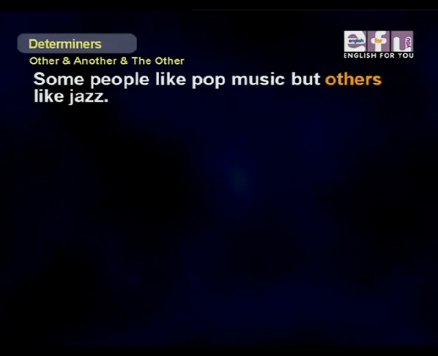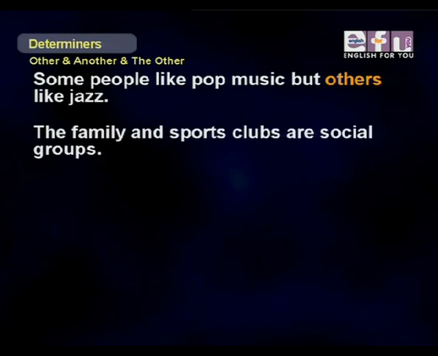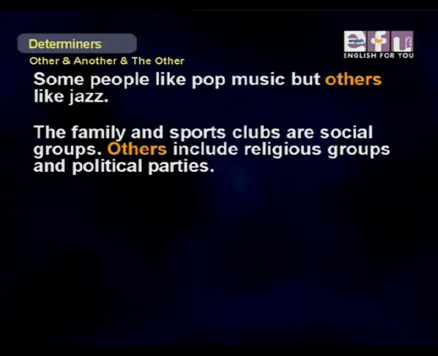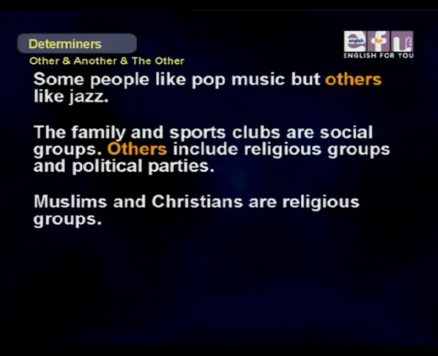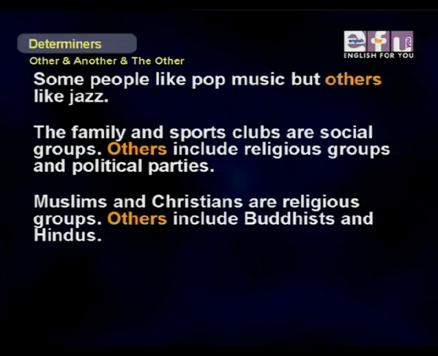Some people like pop music, but others like jazz. The family and sports clubs are social groups. Others include religious groups and political parties. Muslims and Christians are religious groups. Others include Buddhists and Hindus.